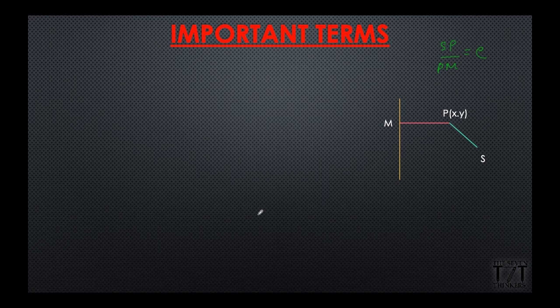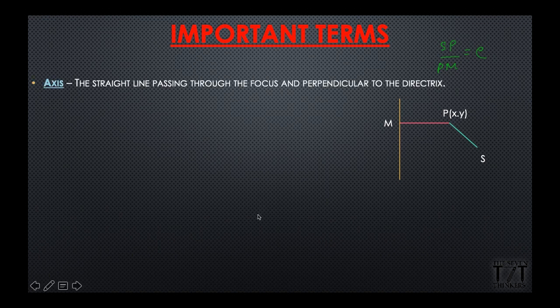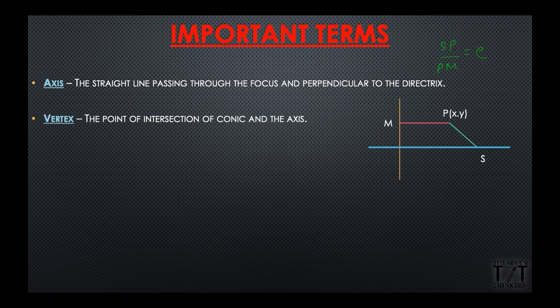Let's find out. The first term is axis, the straight line passing through the focus and perpendicular to the directrix. Since we know that focus is the point S, directrix is the yellow line, so any straight line passing through the focus and perpendicular to the directrix is the axis. So the blue line is the axis.